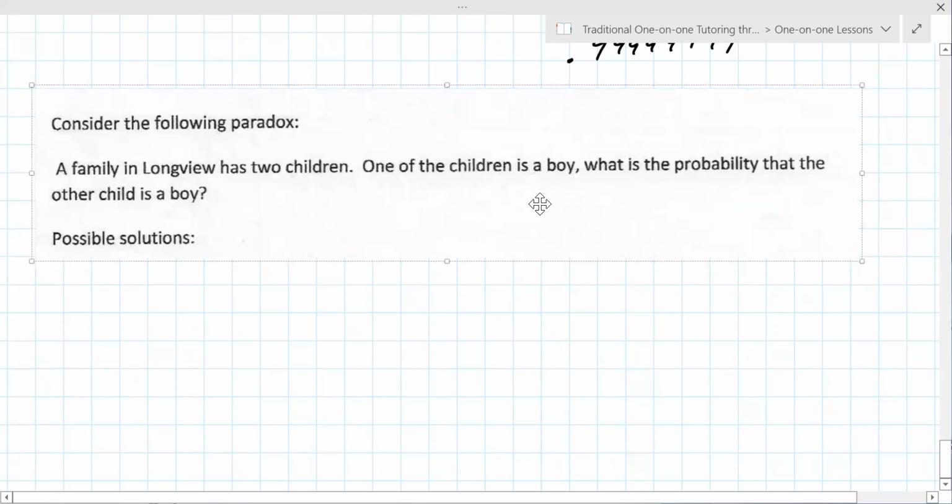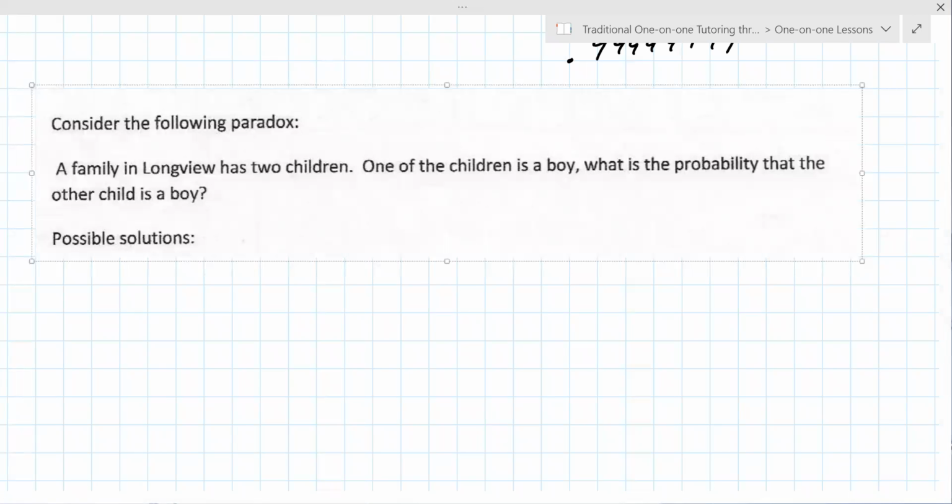One of the children is a boy. What is the probability that the other child is a boy? Okay, so here's what we don't know, and I actually have not read the rest of this. We don't know the order. We don't know whether the first child is a boy or the second child is a boy. We don't know if the boy is the first or the second.